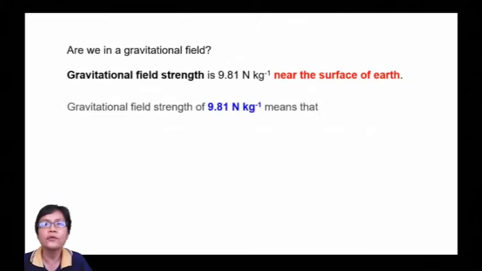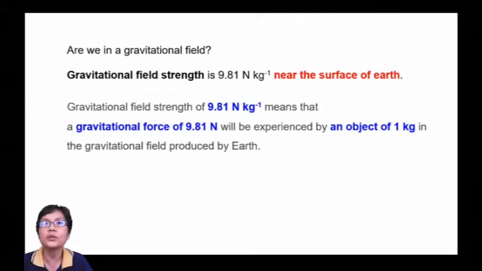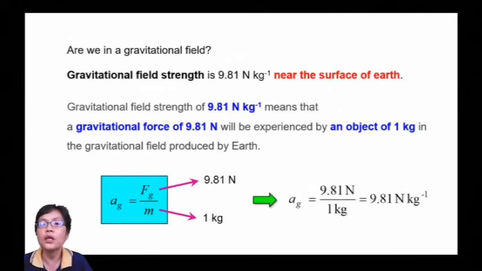Gravitational field strength of 9.81 Newton per kilogram means that a gravitational force of 9.81 Newton will be experienced by an object of 1 kilogram in the gravitational field produced by Earth. By using the equation of gravitational field strength, the value of force should be 9.81 Newton if the value of mass is 1 kilogram in order to obtain the value of 9.81 Newton per kilogram.